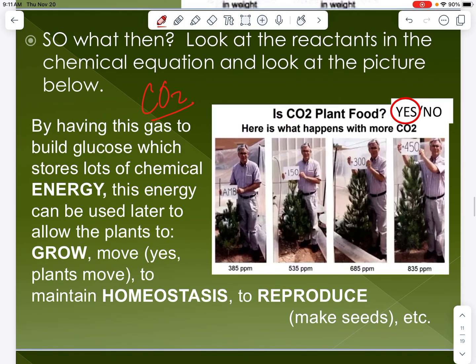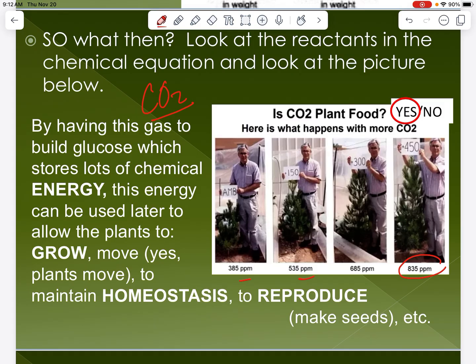So here's a great example. Here is CO2 plant food. Here is what happened with more CO2. So you can see the person down here adding this. So this is parts per million. That's what this stands for. So we have 385, 535, 685, and 835. But as they increase the parts per million of the CO2, look at what happens to the mass of the tree.